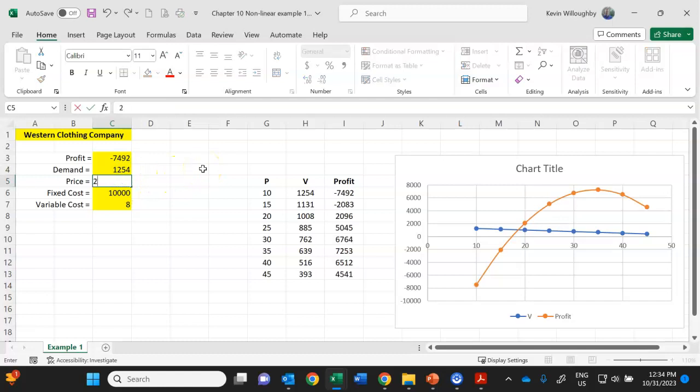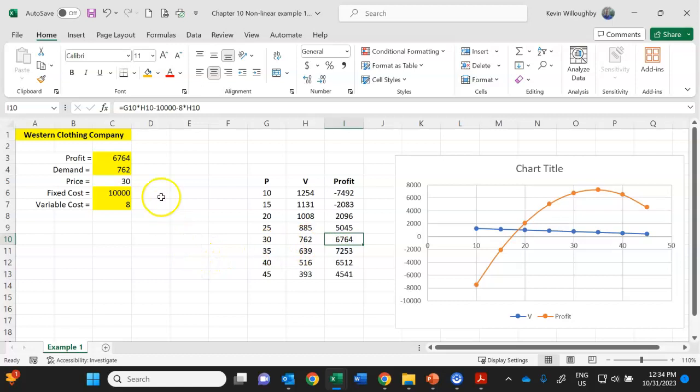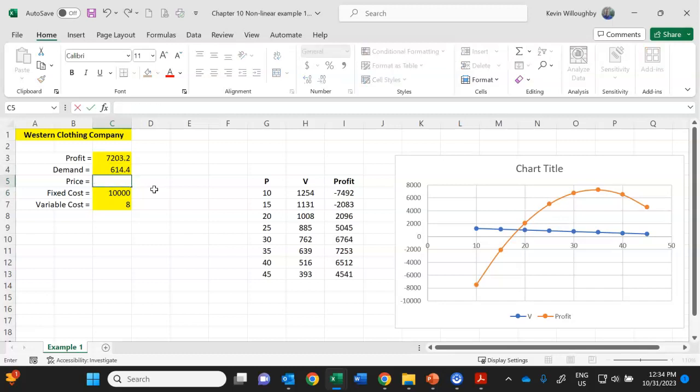So we can go in here and we can basically change our prices, and you'll notice that when price is 20, our profit matches that value. It's the same formula. When our price is 30, it matches this value, 67.64 as our profit, and of course 35. But we don't want to keep doing that. We want to go like maybe 36. It's a little lower now, so it's somewhere between 35 and 36. We don't want to do that.